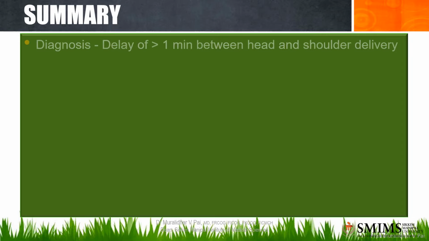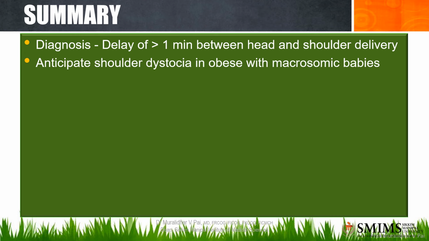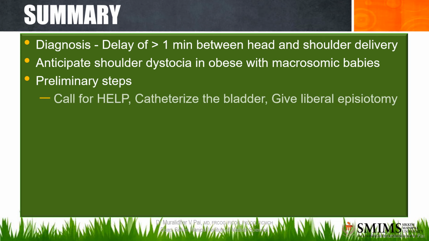In summary, we diagnose shoulder dystocia if there is a delay of more than 1 minute between the head and shoulder delivery. One should anticipate shoulder dystocia in obese patients with macrosomic babies. The preliminary steps include calling for help, catheterization of bladder, and giving liberal episiotomy.